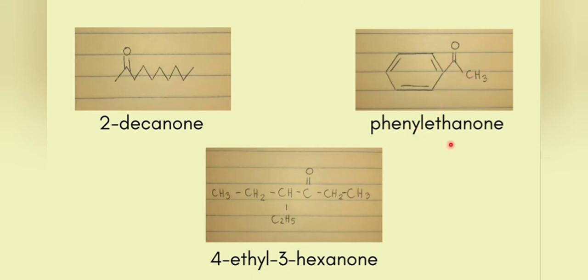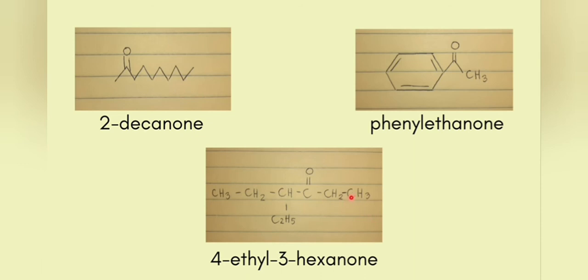And phenyl because the benzene ring is with the ketone group. So the E of the ethane is replaced by the ONE, thus giving the name phenylethanone. And for this one, 4-ethyl 3-hexanone.